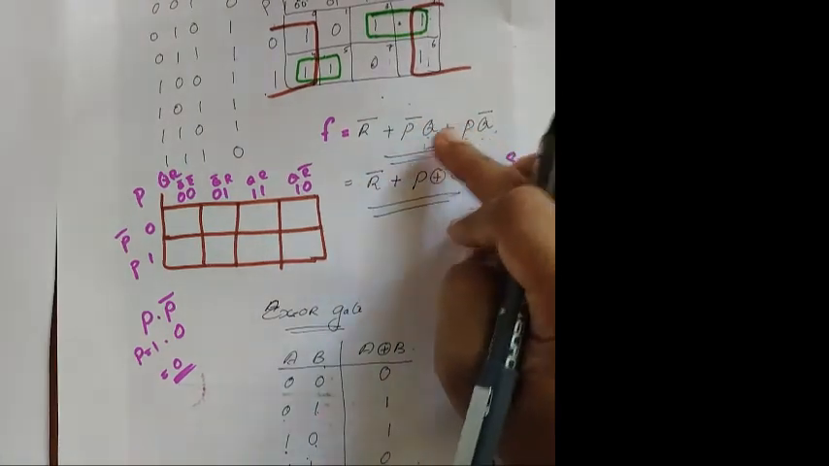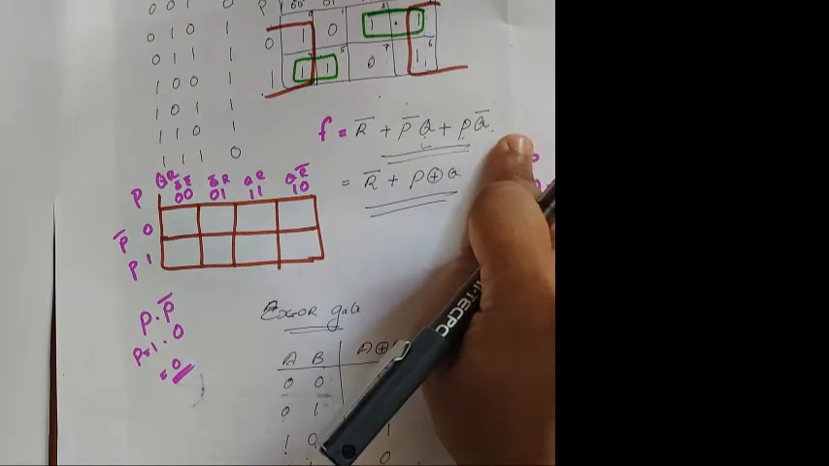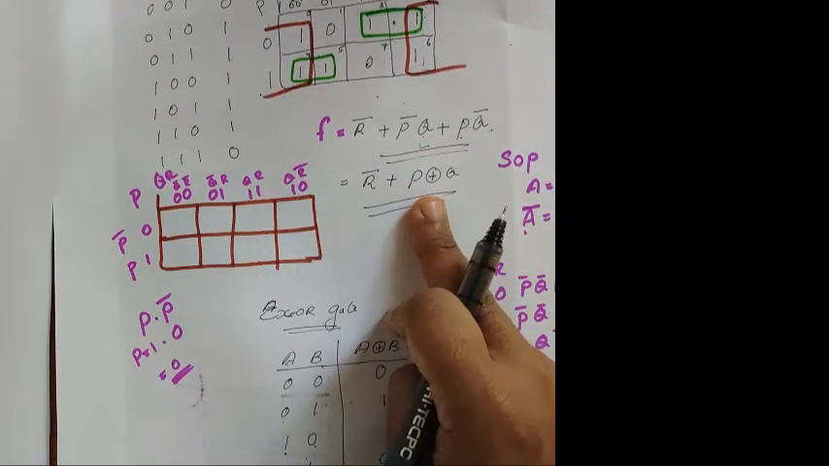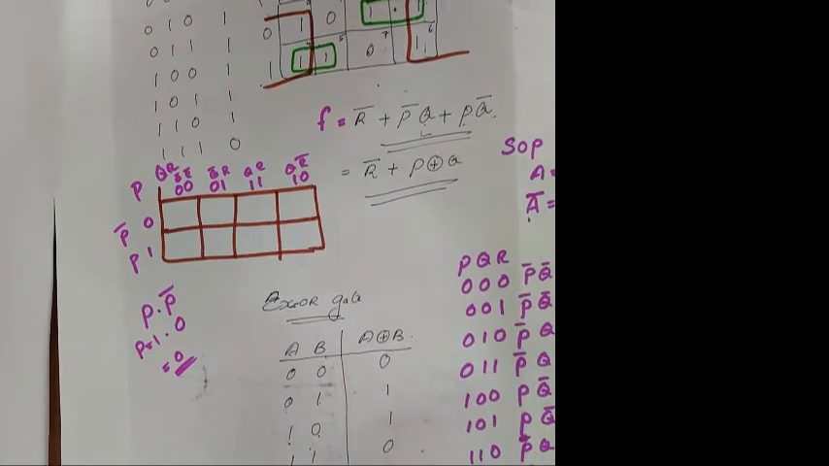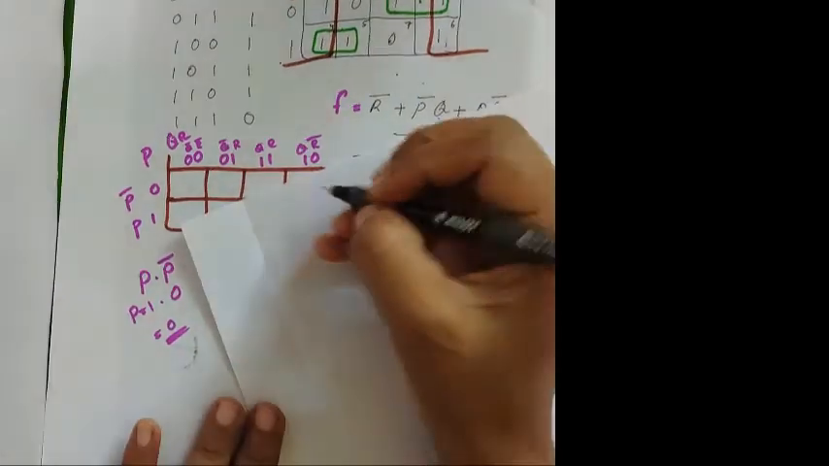So instead of using one AND gate over here and one AND gate and one OR gate, you can reduce that to an XOR gate. This is how you are reducing. Okay, so we will go for one more problem to make you understand more clearly.